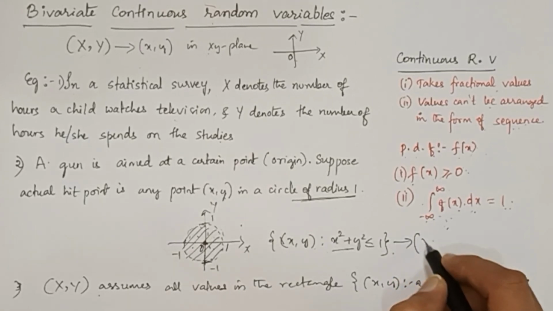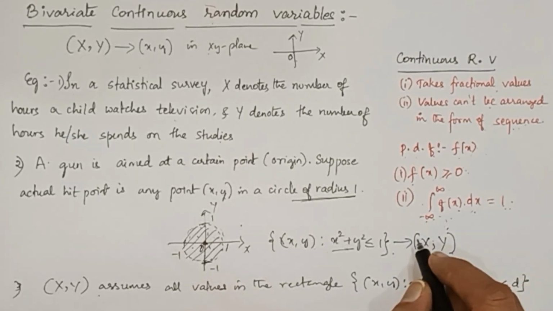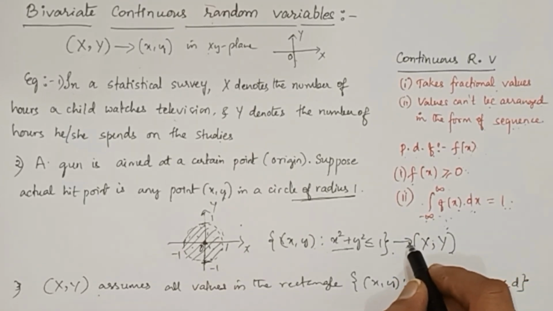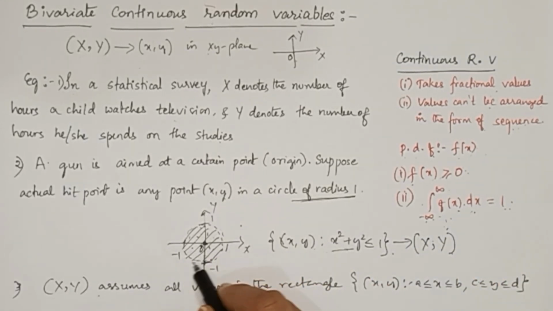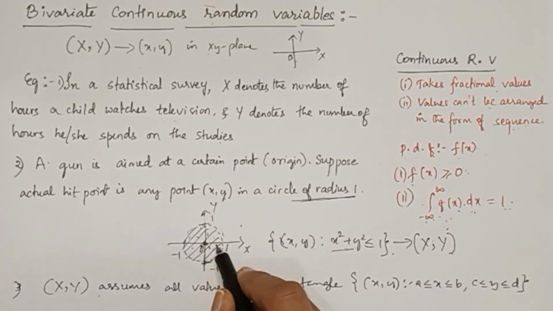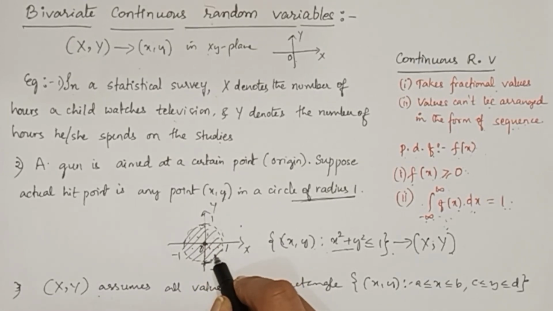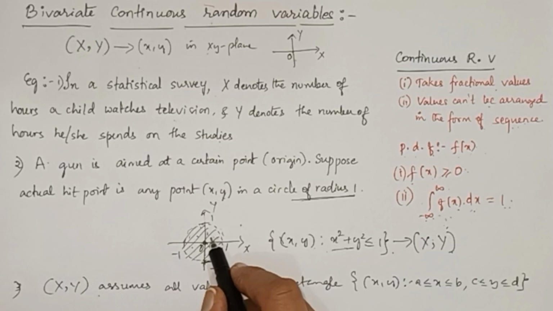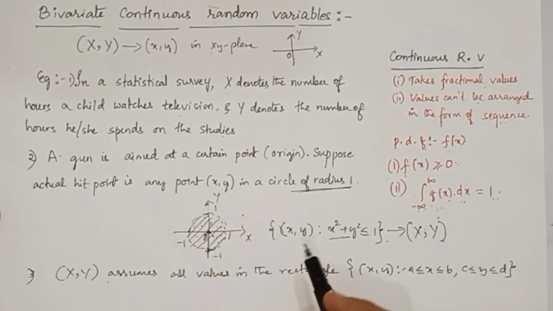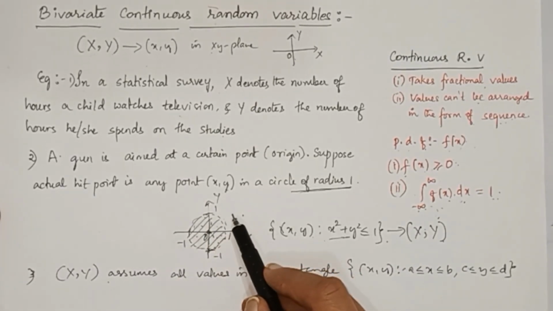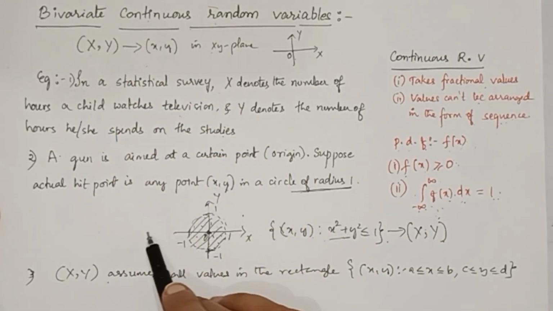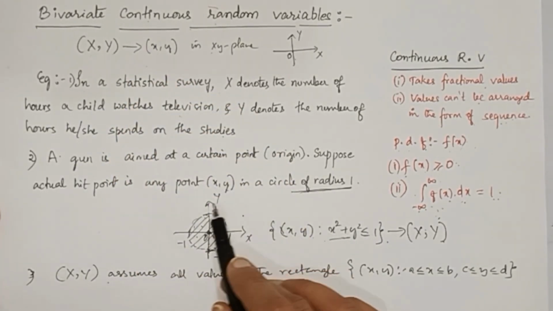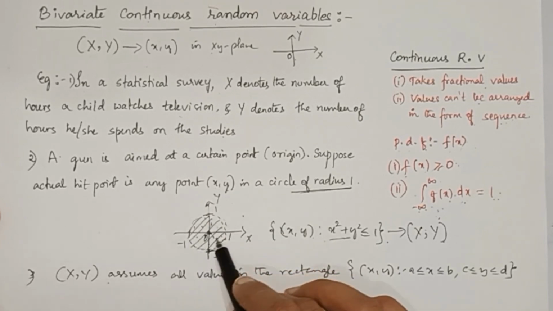Then this forms a bivariate continuous random variable (x, y), because it takes not just whole numbers as values, it takes fractional values as well. This is an example of a bivariate continuous random variable. In the case of a bivariate continuous random variable, it always gives you a region in the plane. So this is a region, and that region is a circle.